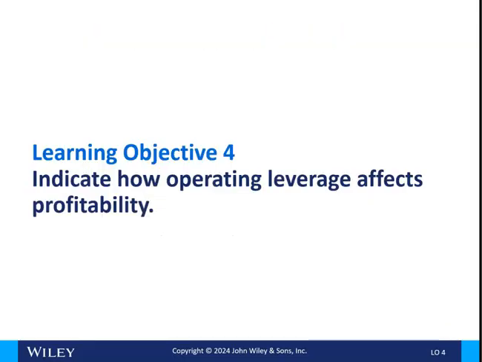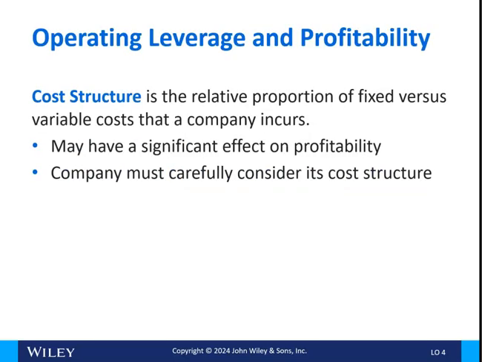Now we'll indicate how operating leverage affects profitability. So cost structure is the relative proportion of fixed versus variable costs that a company incurs. It may have a significant effect on profitability. A company must carefully consider its cost structure.